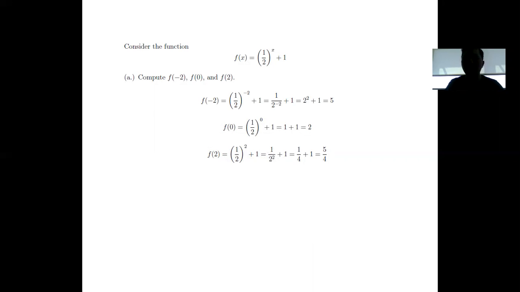We're just going to change the 2 squared to 4. We're going to have 1/4 plus 1. 1 can be thought of as 4/4, so 1/4 plus 4/4 is 5/4. So f of 2 is 5/4, or 1.25.